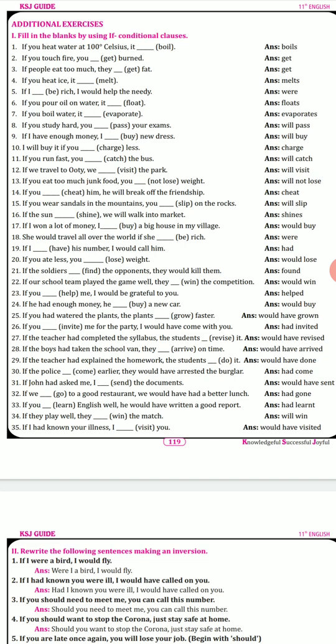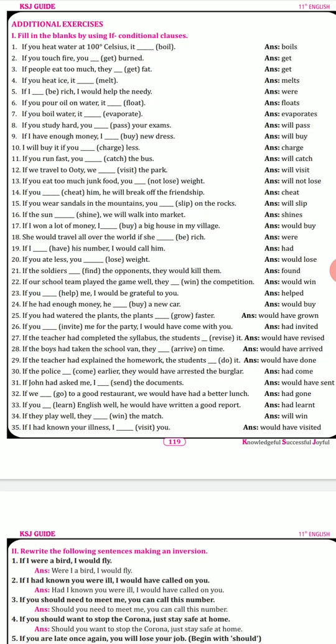And then question number 34, if they play well, they win the match, with win the verb in brackets. So in the subordinate clause they have given the present tense. So this sentence talks about a probable or possible condition. So we have to use simple future for the main clause. So here the answer is will win, because the subject is they, a third person plural subject.